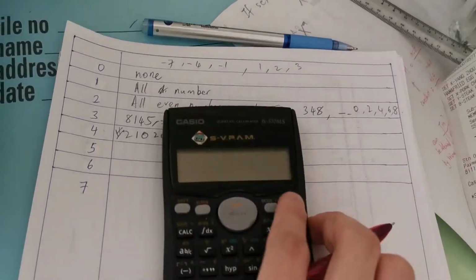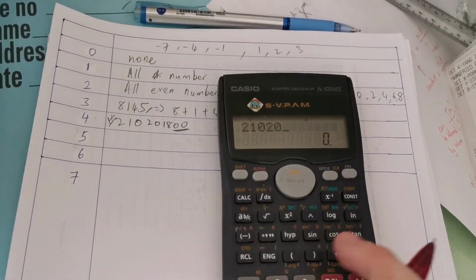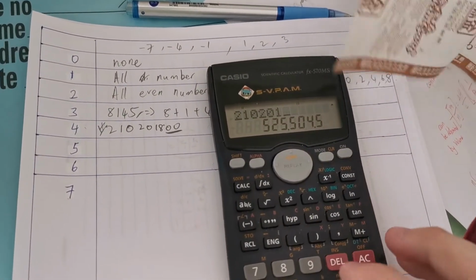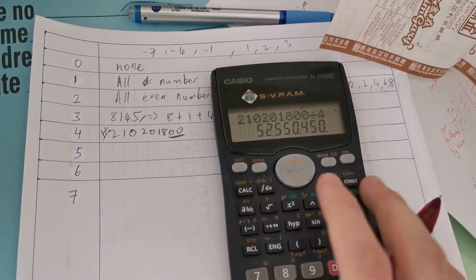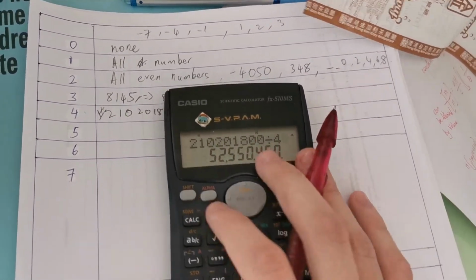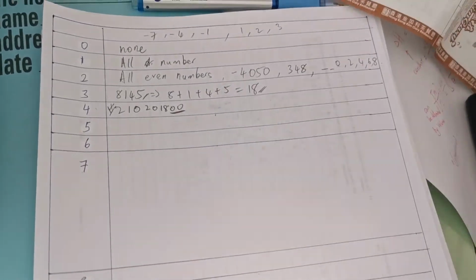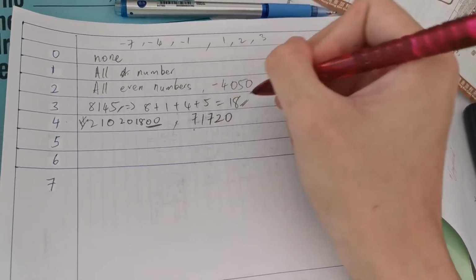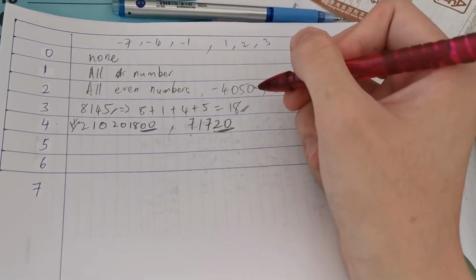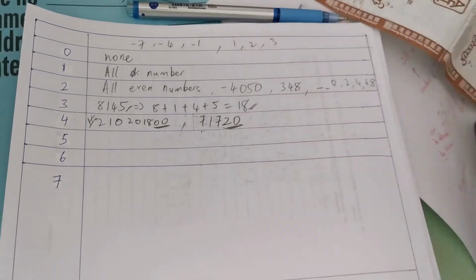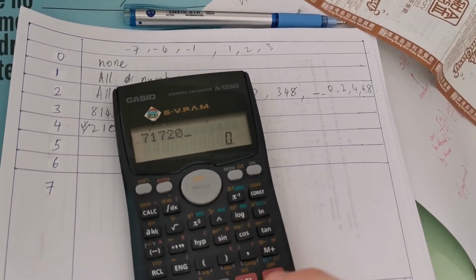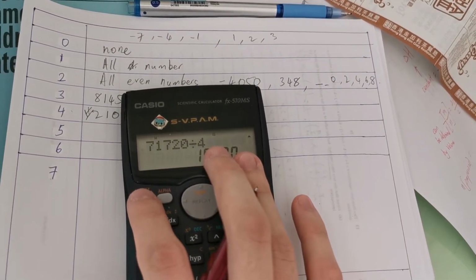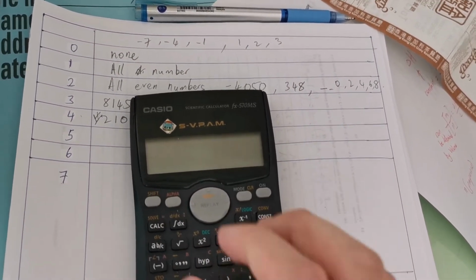Okay, let me show you. 2018 divided by 4, so you get this number without the remainder, hence this number is divisible by 4. Another example I can give you is 71720. The 20 at the end is divisible by 4, hence the whole number is divisible by 4. Let's check this again. See, no remainder, hence 71,720 is divisible by 4.